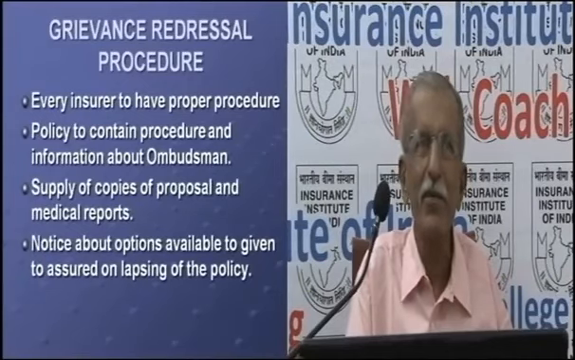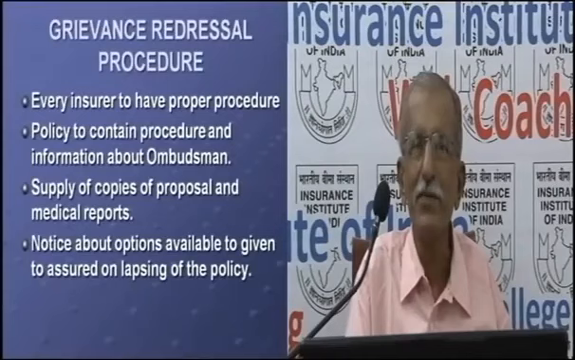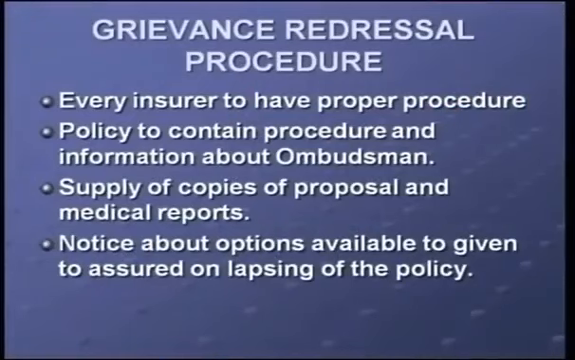Ombudsman is there for personal line claims. We'll see later in next session. And he is outside agency. So where ombudsman is available, ombudsman is not available in every city. They are generally available at 11 or 12 places in India. So which is the nearest ombudsman and in whose jurisdiction the particular client comes, about that information is to be given in the policy.